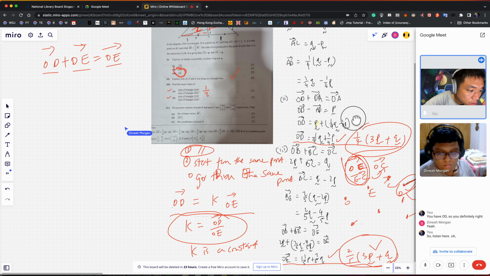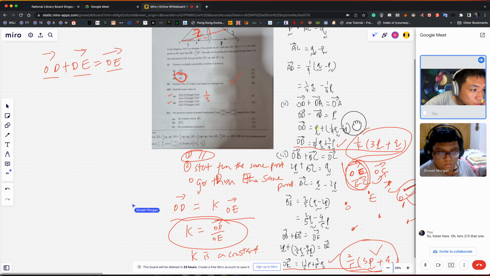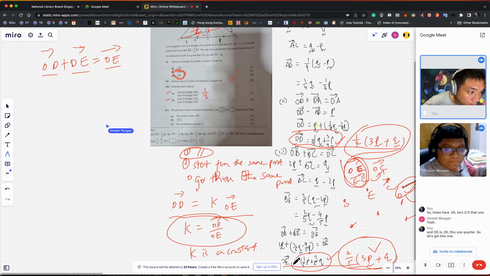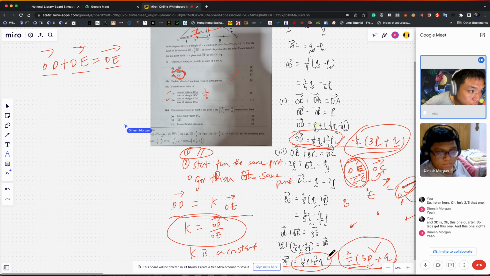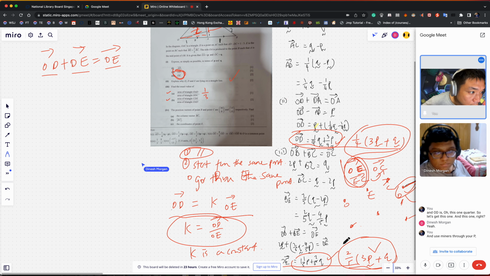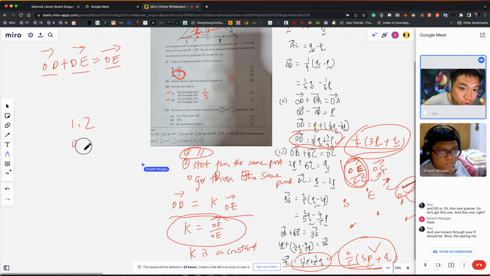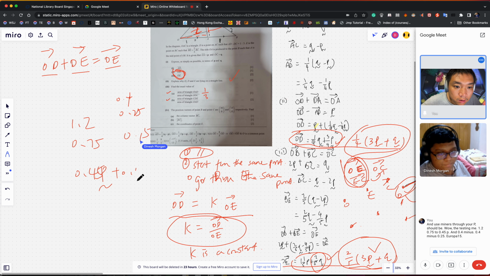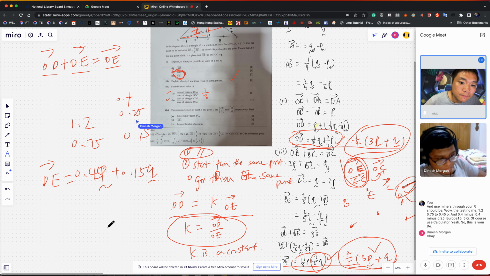OE is 2/5 of that one, then OD is 1/4. So basically this one and this one, right? So use minus. So your P should be, wow, you're testing me, 1.2 minus 0.75, so 0.45 P, then 0.4 minus 0.25, 0.15 Q. Of course, use a calculator. So this is your DE.